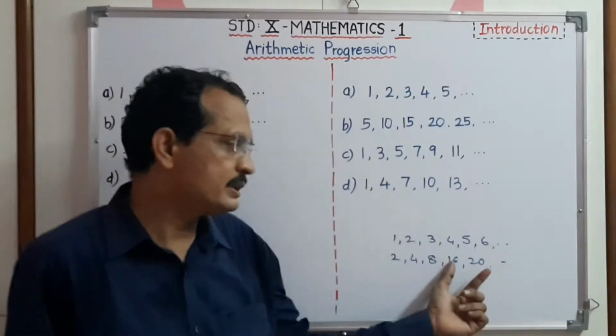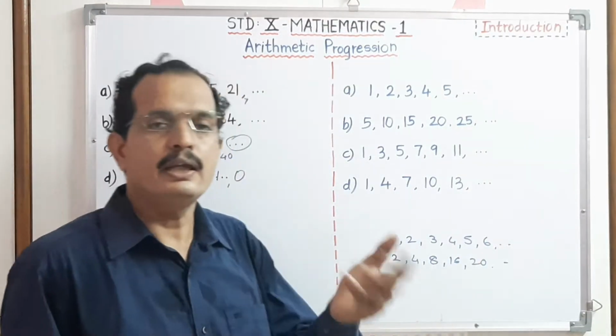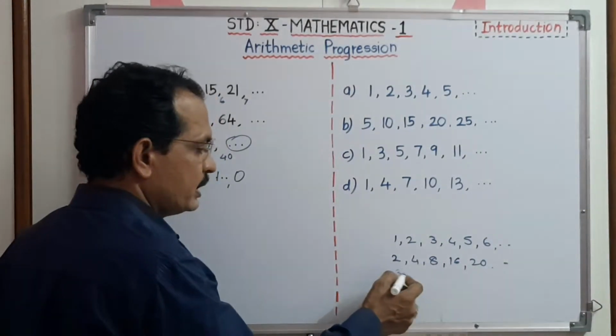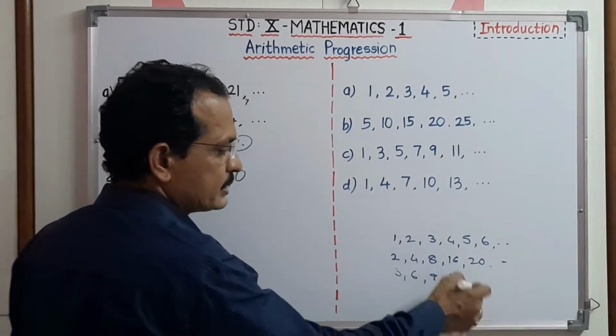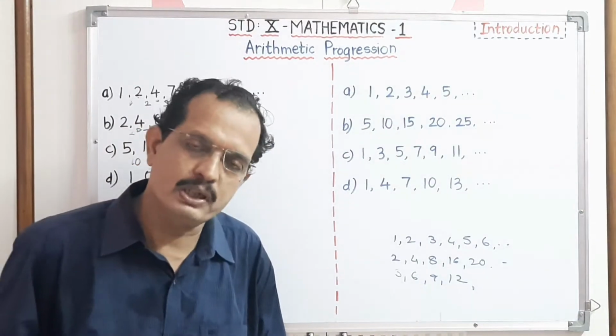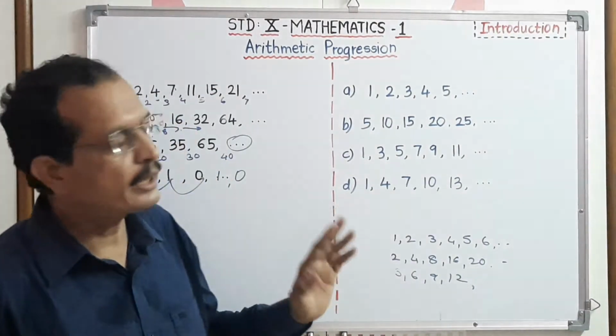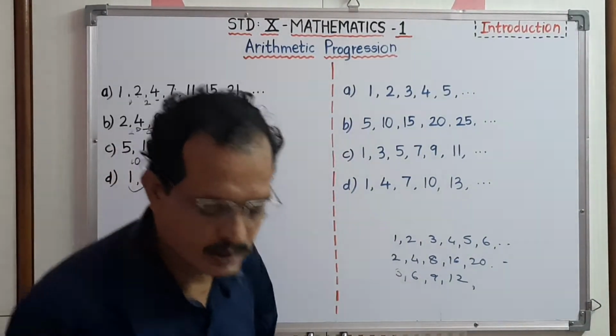2, 4, 8, 16, like this. This is an arrangement. Any table, an arrangement of a table of 3, like this. This is the table of 3. This table of 3 is also a sequence. Like this, I write here some sequences again.